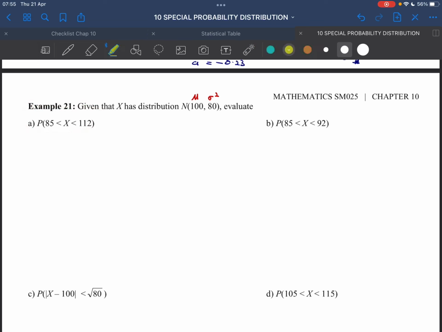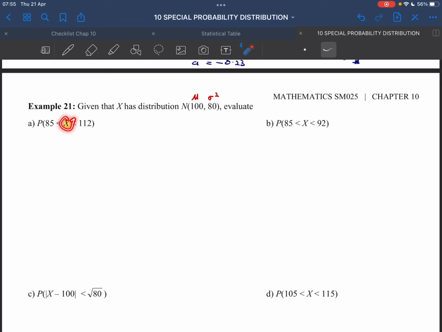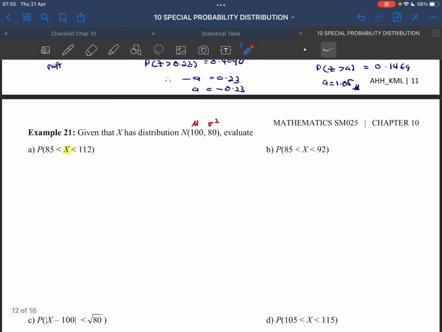So as you can see, this is X. We have the standard normal distribution table, so we have to change this x to z by using a formula. Here we have the normal distribution with mean 100 and variance 80. We have to change that to the standard normal distribution with mean 0 and variance 1, using this formula: Z equals x minus mu over standard deviation. Standard deviation, not variance.